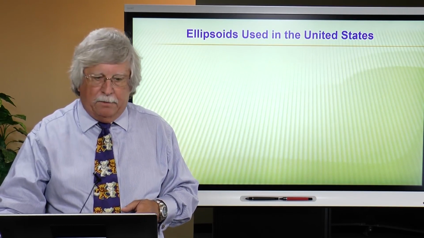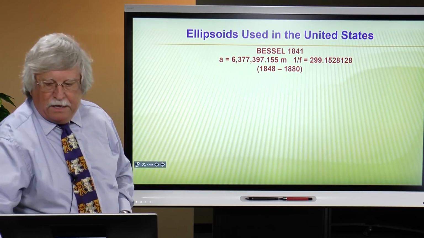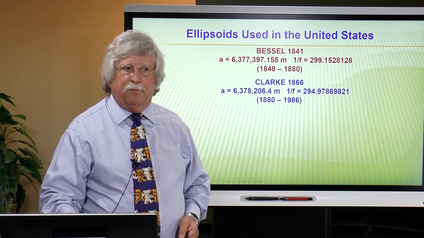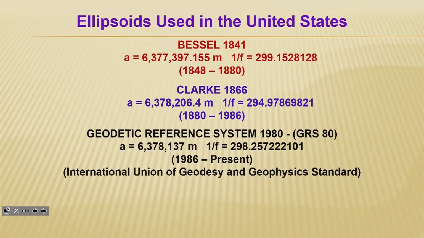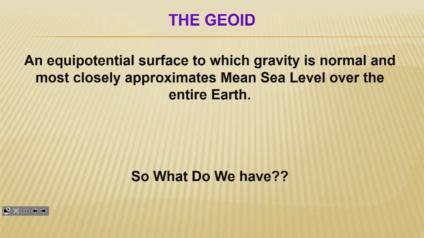Just to highlight, and again I'm going to go into this in greater detail, in the United States we've had three different official reference ellipsoids: Bessel, Clarke, and Geodetic Reference System 1980. And then the Global Positioning System uses its own, called World Geodetic System 1984. Again, I'll talk about those in the session on horizontal and geometric datums.